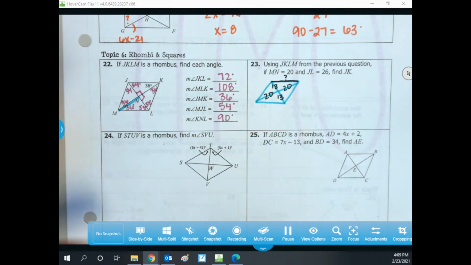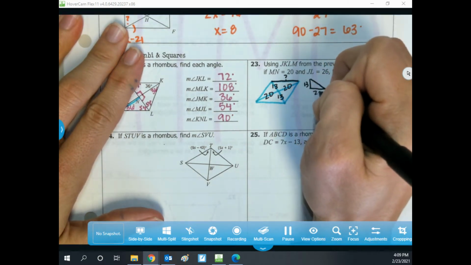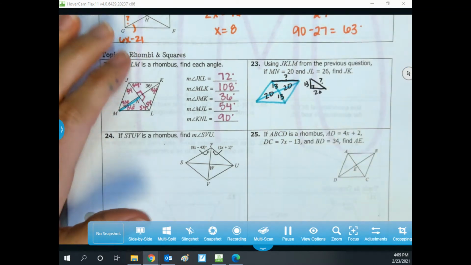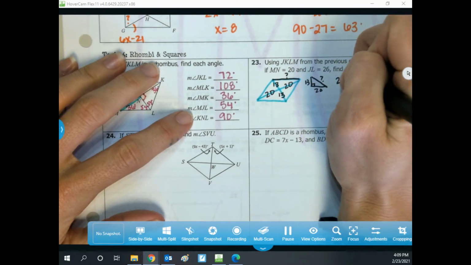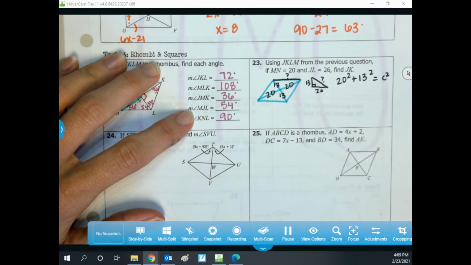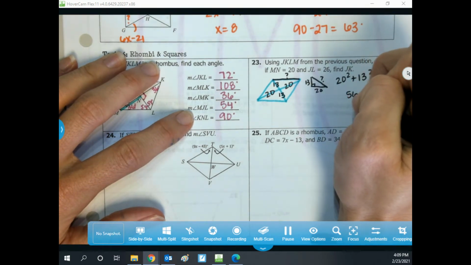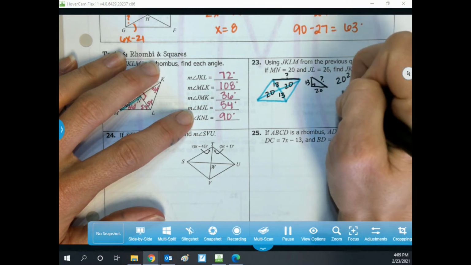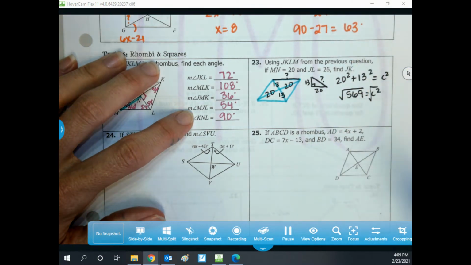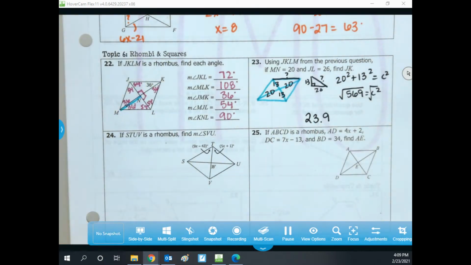Hopefully you realize that that is a long side because we're looking at something like this, 13, 20, and we're looking for the long side. So we should have done 20 squared plus 13 squared equals c squared. And 20 squared plus 13 squared is 569 equals c squared. Square root both of those. And that's equal to 23.9.